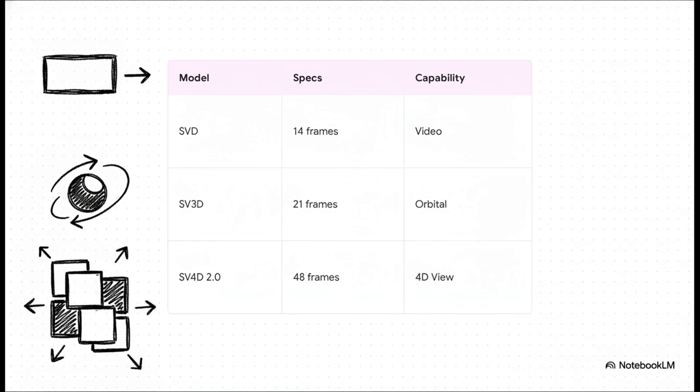We started with the original SVD model generating just 14 frames of flat video from an image using a deflickering decoder. Then came SV3D_U, suddenly generating 21-frame orbital videos from a single image, and SV3D_P creating 3D video along specific camera paths. And now, SV4D 2.0 is pushing out 48 frames. That's 12 frames across 4 different camera views simultaneously for high-fidelity novel view video synthesis. In just a few short years, we went from basic image automation to generating full multi-view synthetics.